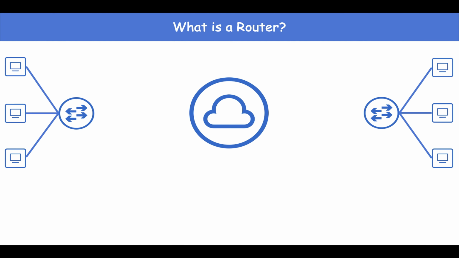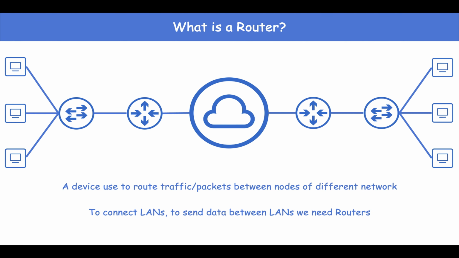Next up is a router. In the previous section we saw switches which connect various nodes of the same network. But can they connect to the internet directly? The answer is no. We need a router for this. A device which can route packets between different networks, in this case the LAN and the internet.